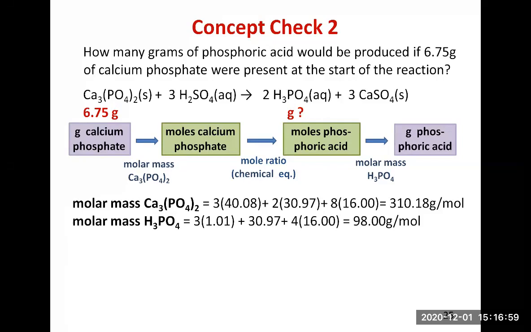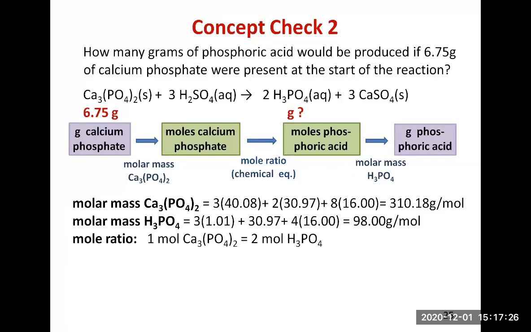And finally, we need the mole ratio, which is obtained from the coefficients of the chemical equation, and here it's between phosphoric acid and calcium phosphate. We see that we have 1 mole of calcium phosphate reacting and producing 2 moles of phosphoric acid. So 1 mole of calcium phosphate will give 2 moles of phosphoric acid.